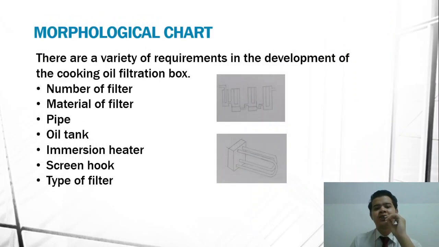Next is morphological chart. In this chart, there are a variety of requirements in the development of the cooking oil filtration box. Sorry, there are several types of requirements that have been proposed. Number one is number of filter, number two is material of filter, number three is drainage pipe, number four is oil tank, number five is immersion heater, number six is screen hook, and lastly is type of filter. From the figure, above is the number of filter, while at the bottom is the immersion heater.